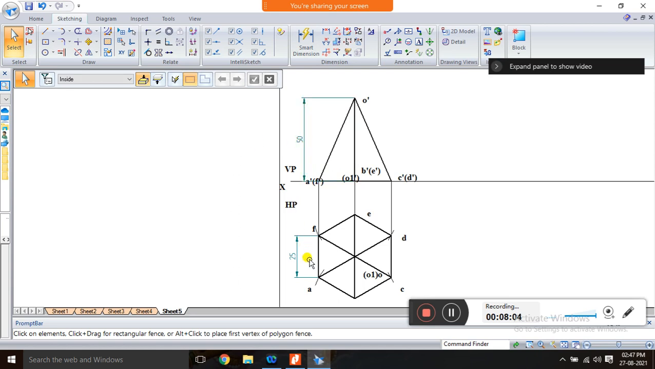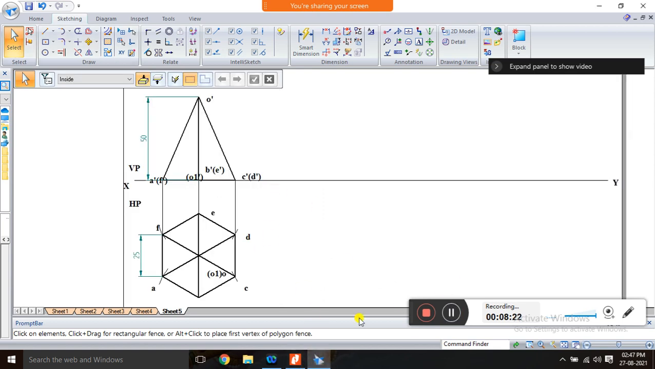Axis of 50 mm, sides of 25 mm with an edge condition, hexagon, and this is the pyramid. So pyramid means all the edges are joined to one common point. It is called apex. Apex point is called O dash.